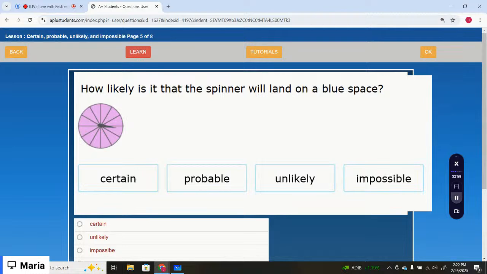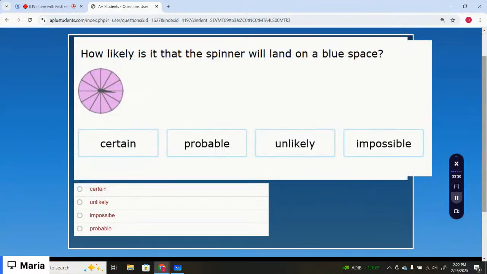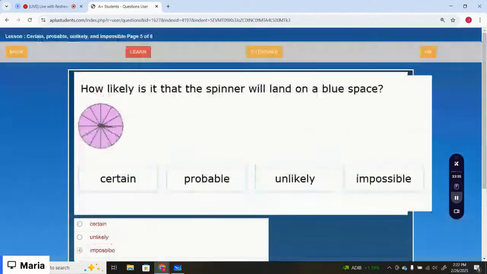How likely is it that the spinner will land on blue space? Impossible, because the spinner has no portion that is blue. So how then will it land on blue? That is impossible. It is impossible for the spinner to land on blue. Got it?